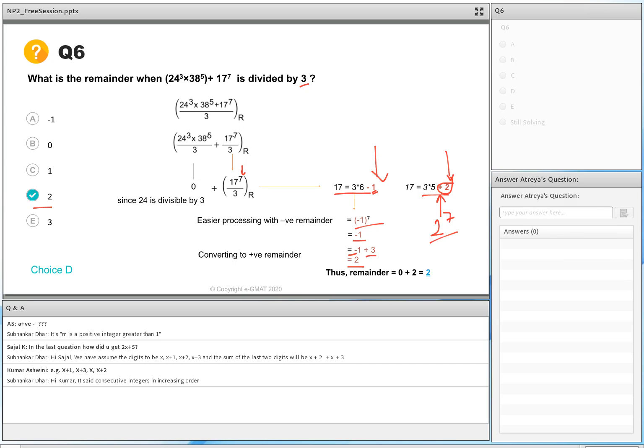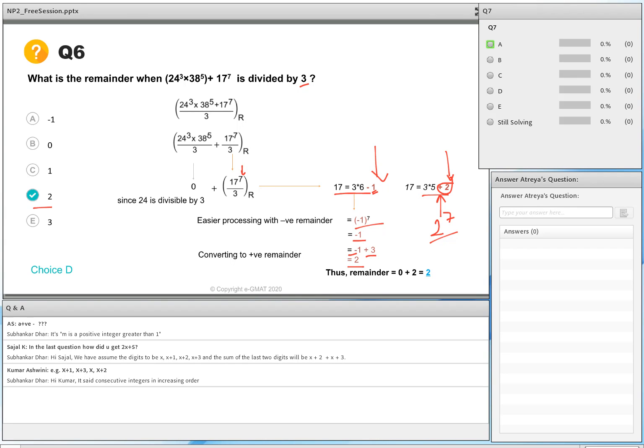What I would do is I'll bring in the poll. Just give me one moment, please. All right, I have the poll here. I'll open the poll. Let me hide this one part here. And yes, I have the poll for you. So please mark as still solving. You know the rules. We'll go to the next question. All right, let's go to question number 7.